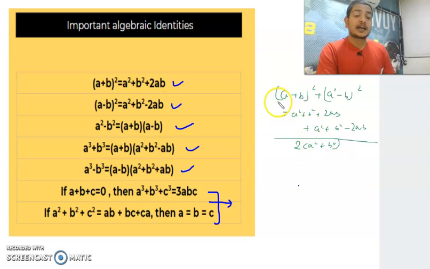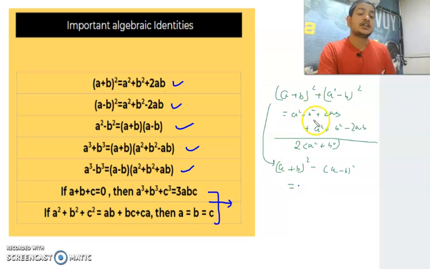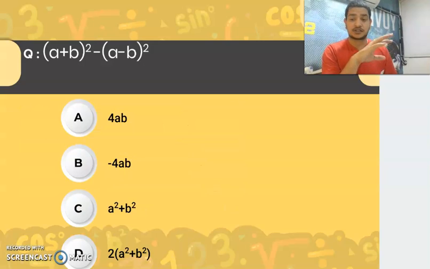Now again, if we are subtracting this one, what are we getting? (a minus b) whole square is nothing but what? The similar terms will get eliminated, and the dissimilar terms will get added. So what are these dissimilar terms in that? Plus and minus. So the similar terms will get eliminated, and here we are writing 4ab. So this is the answer of our first question.